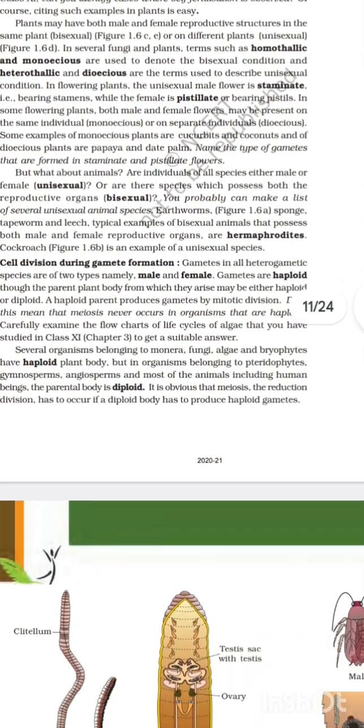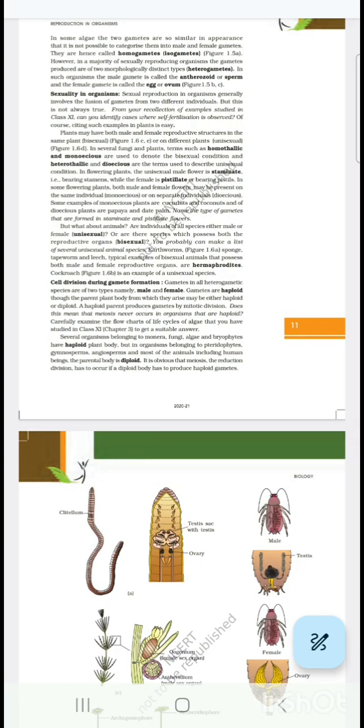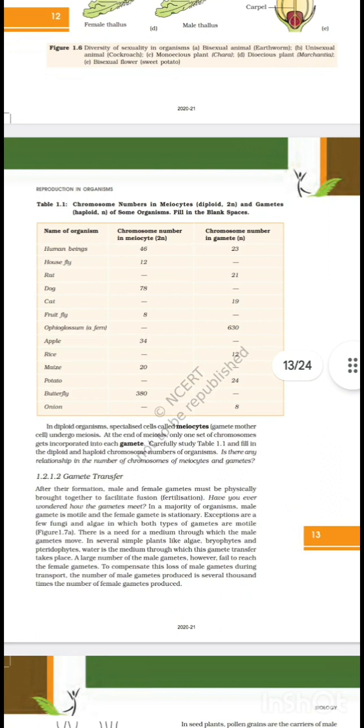Then, cell division during gamete formation. During the process of gametogenesis, or gamete formation, gametes are haploid. They are produced in the body of their parents by the process of meiosis, so they are haploid in nature. Generally, diploid organisms produce haploid gametes. In this table, the chromosome numbers in the meiocytes and gametes of some organisms are mentioned.